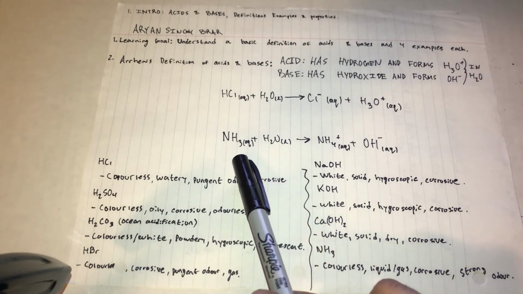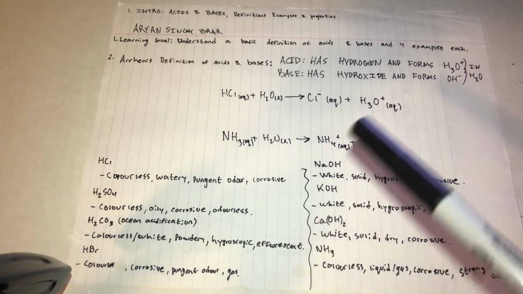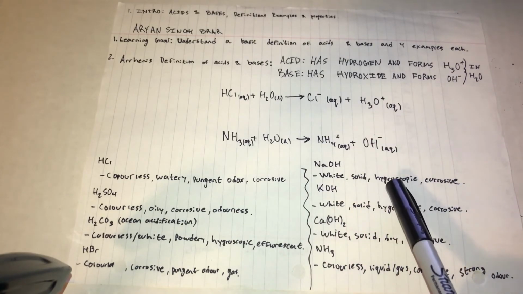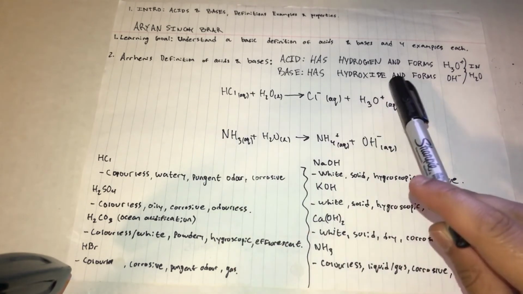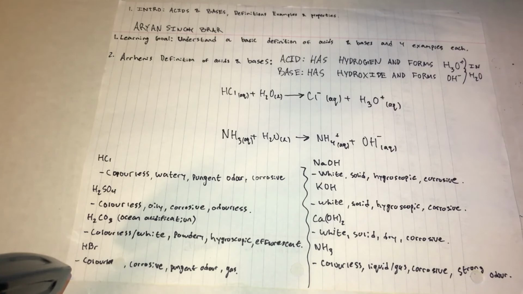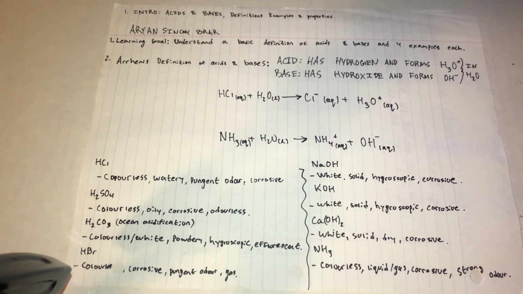The only downside or fault in this definition is ammonia is a base. See, it does form hydroxide, which would make the solution basic, right? But it doesn't have a hydroxide in its formula. That's where this definition of acids and bases falls flat on its face a little bit, and that's why in the next video I will show a better definition. But this one works as a very simple, very basic definition.